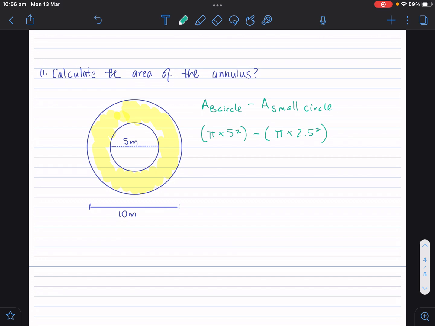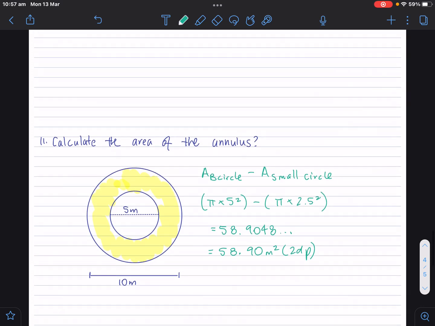That's simple. Pi times 5 squared minus pi times 2.5 squared, which gives me 58.9048. Now I'm going to round that off. The question doesn't ask me to round it off to a particular place, so I'm just going to do 2 decimal places, and this is in meters. And that's how simple that is. Hopefully that helped you. All the best, guys.